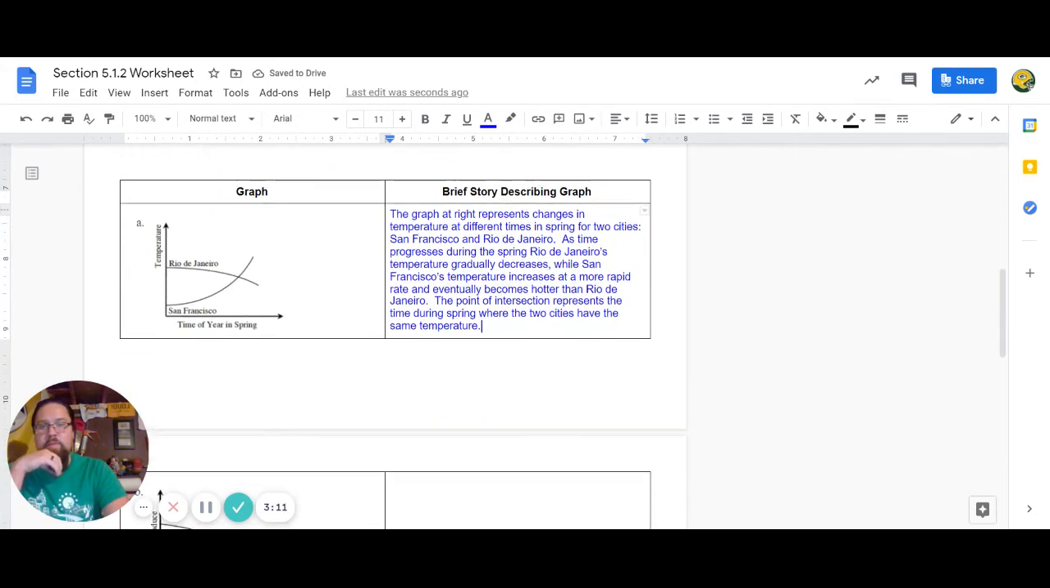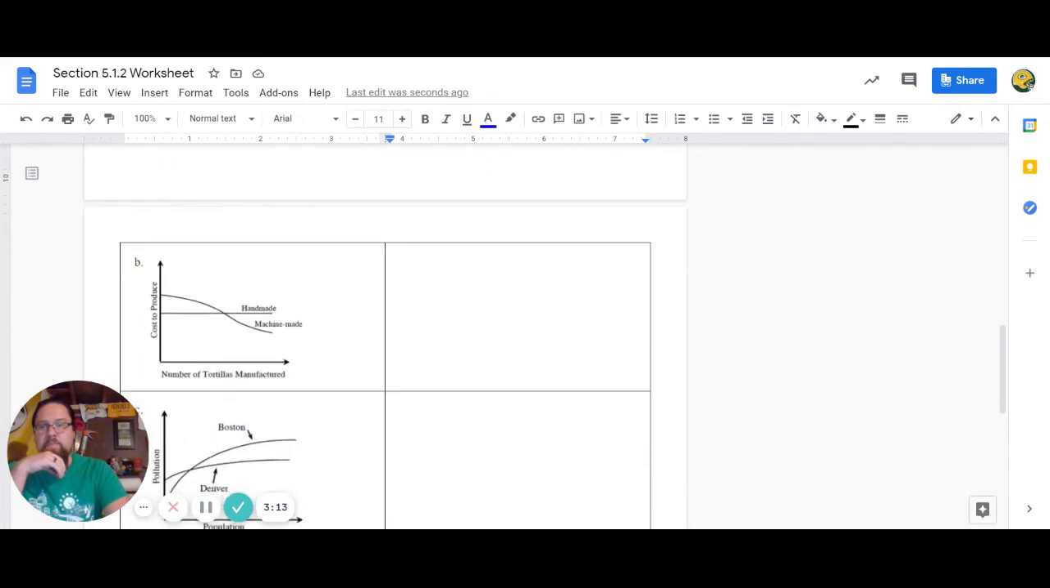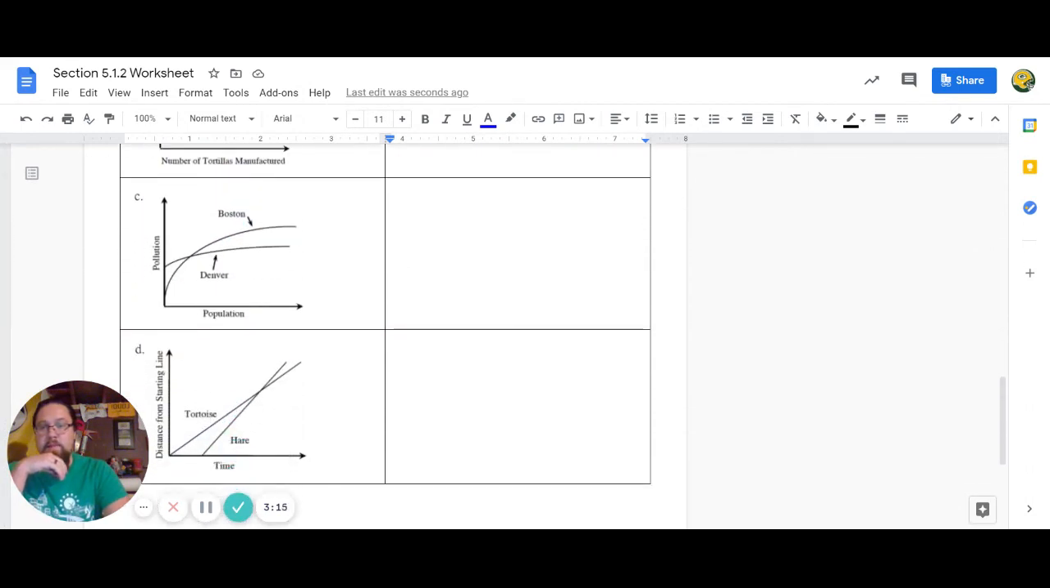Okay, so that's the type of thing that you want to do for B, C, and D. Describe, write a story about what you're seeing. Make sure to include that point of intersection, what it means. Because I didn't do that, because I didn't read directions apparently the first time. You would think I would, but I didn't.